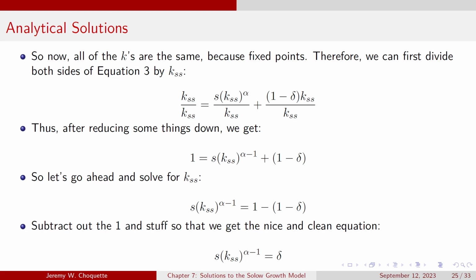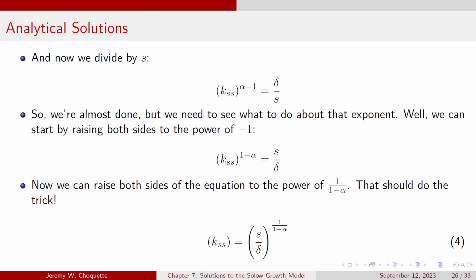So we can divide both sides of equation 3 by steady state capital. Now I get 1 equals s times k_ss to the alpha minus 1, right, because exponents, plus 1 minus delta. Now I want to solve for k_ss, so I'm going to move that to the other side. All right, I'm going to subtract 1 from both sides. So now what I get is s times k_ss to the alpha minus 1 equals 1 minus delta. So I'm going to subtract out that 1 and get a nice clean equation here. s times k_ss to the alpha minus 1 equals delta.